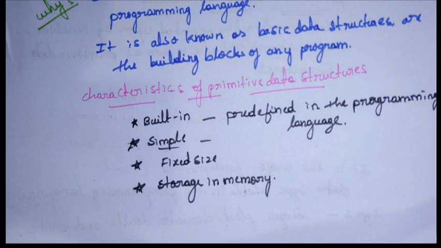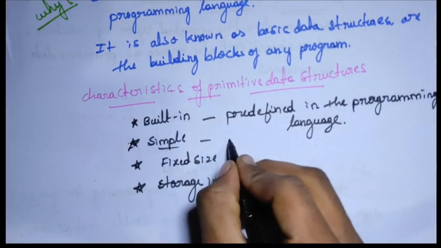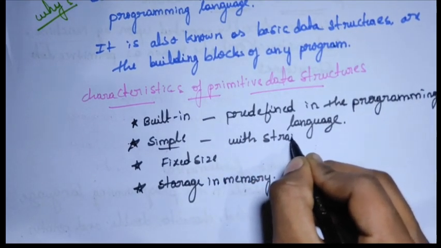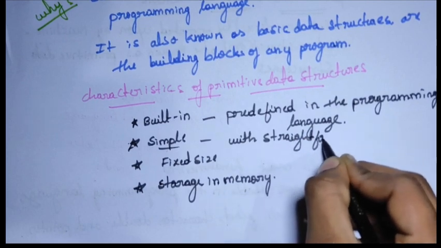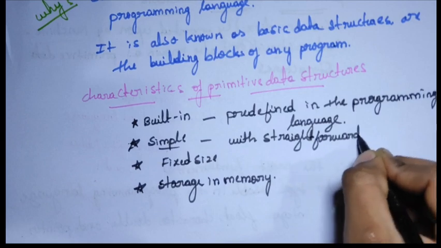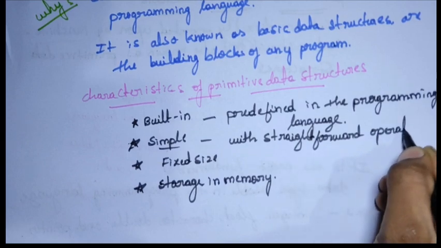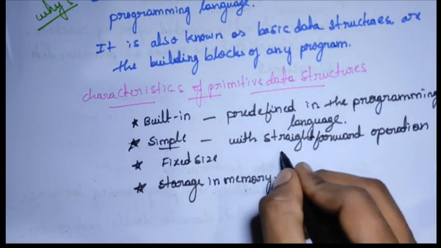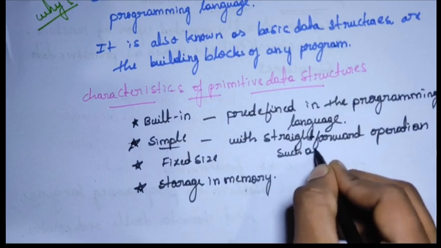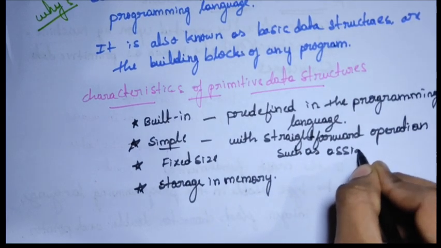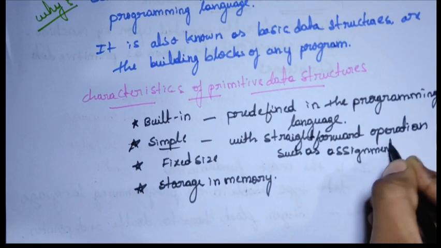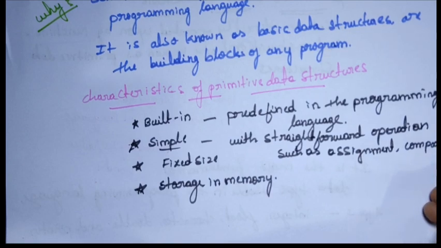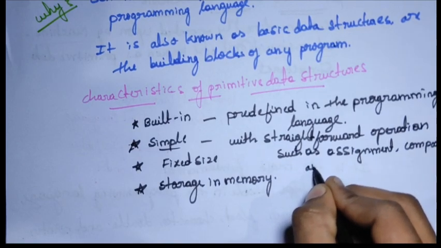So the primitive data structures are simple to use, with straightforward operations such as assignment operation, comparison, and arithmetic.